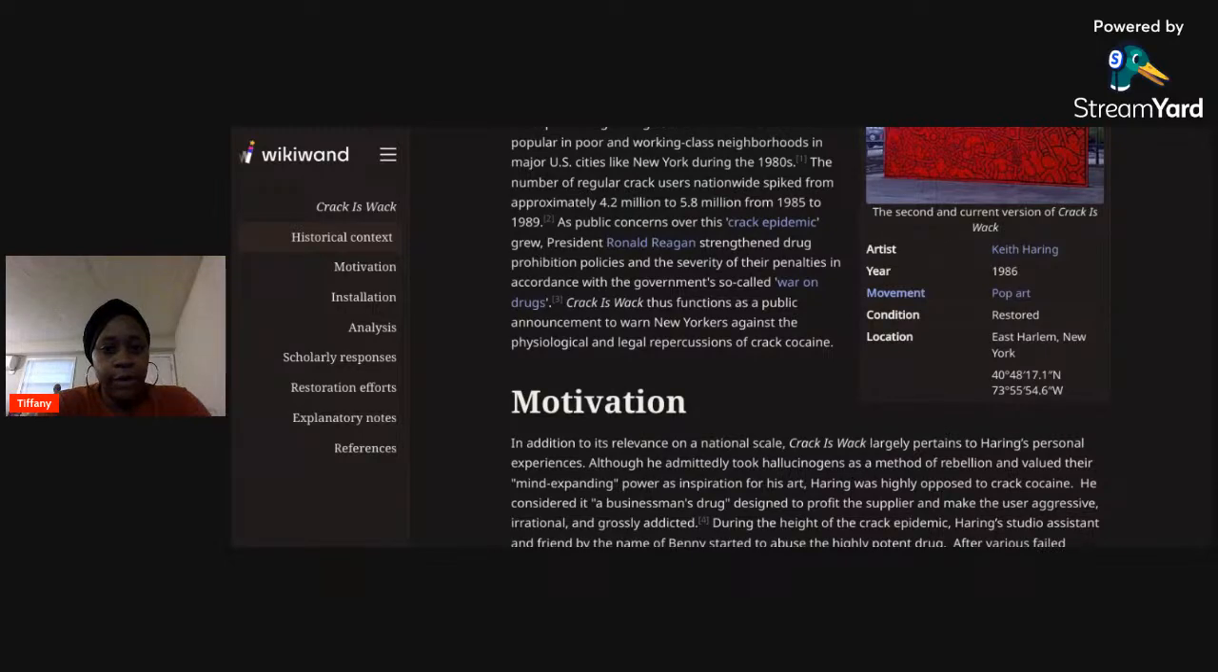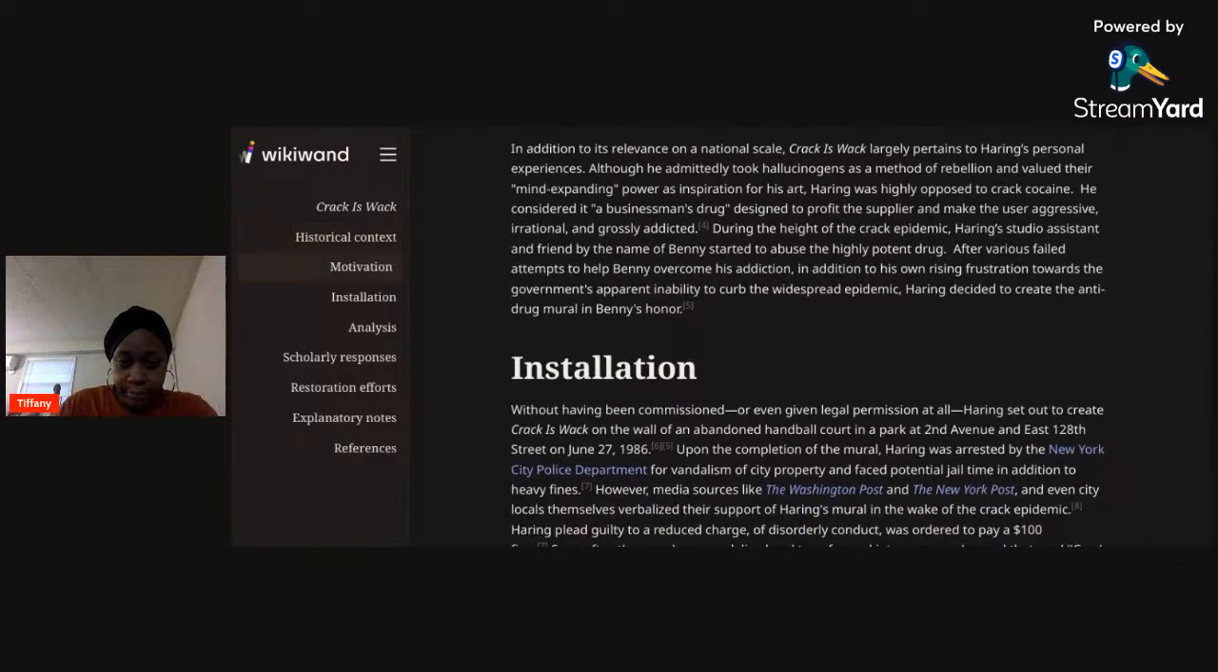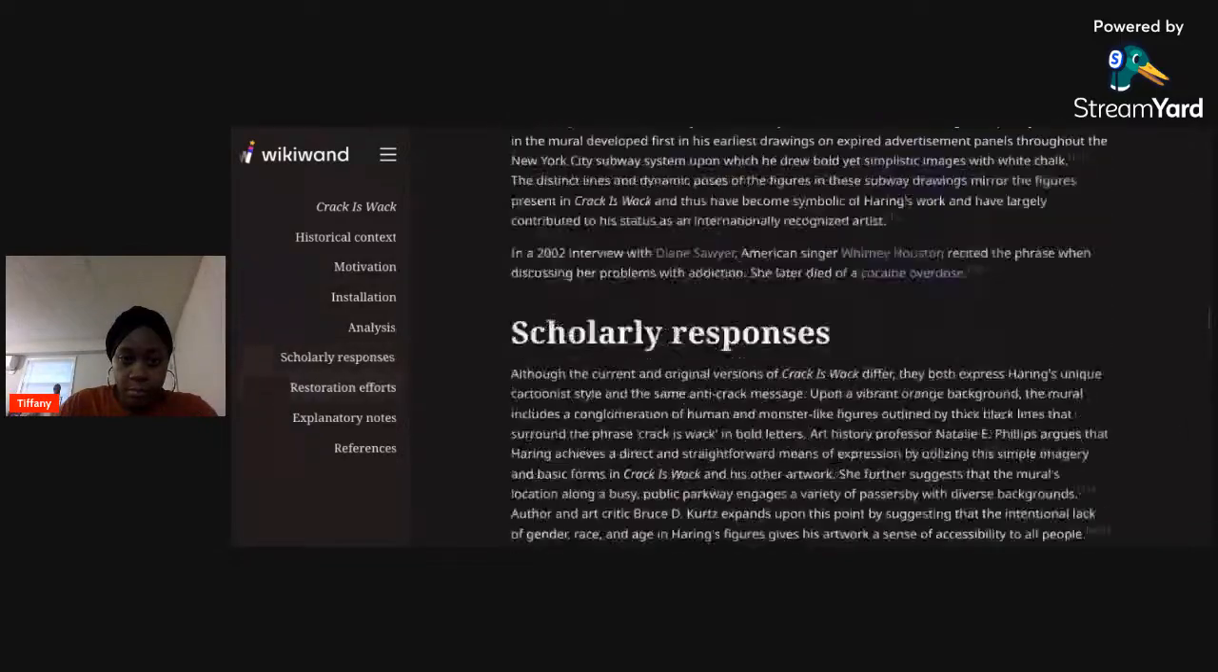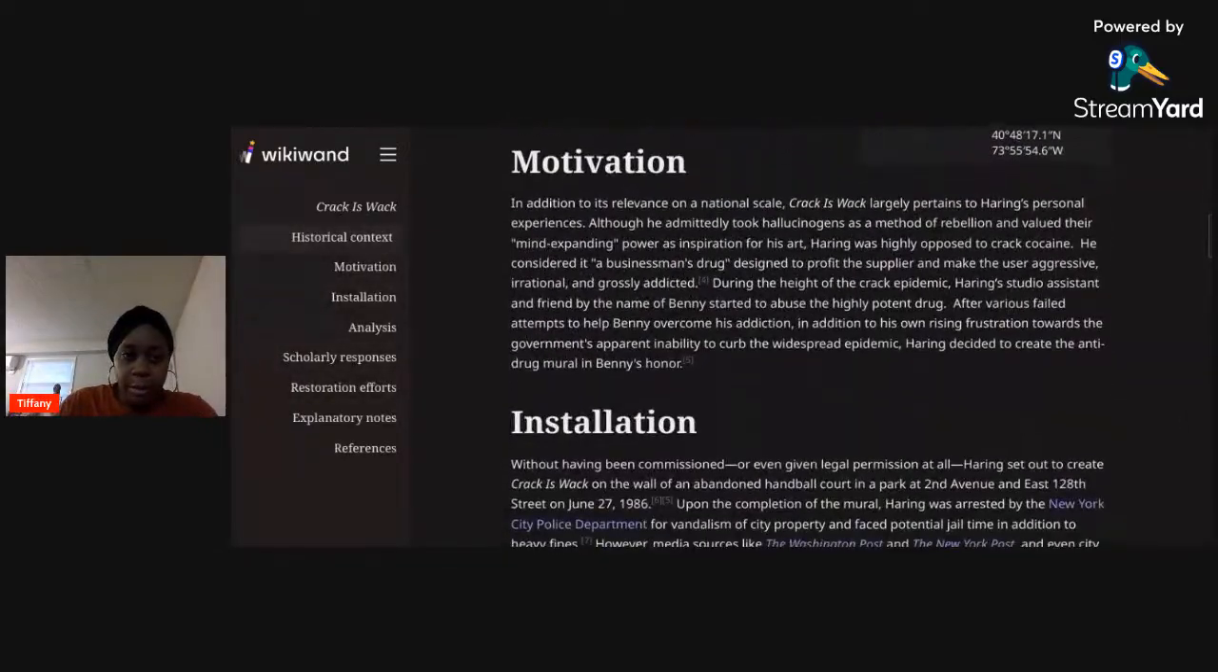But Crack Is Whack does function as a public announcement to warn New Yorkers against the physiological and legal repercussions of crack cocaine. Then the motivation behind it, in addition to its relevance on a national scale, Crack Is Whack largely pertains to Haring's personal experiences, although he himself took hallucinogens as a method of rebellion and valued their mind-expanding power as inspiration for his art.